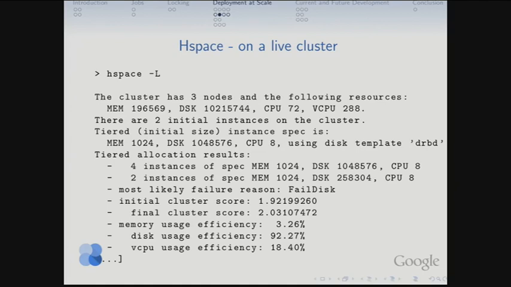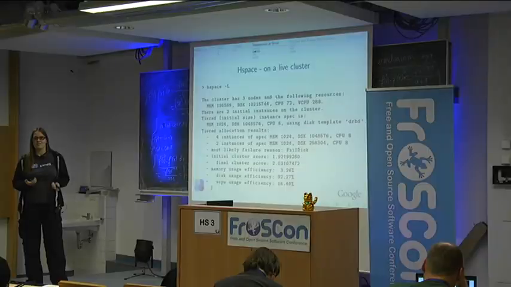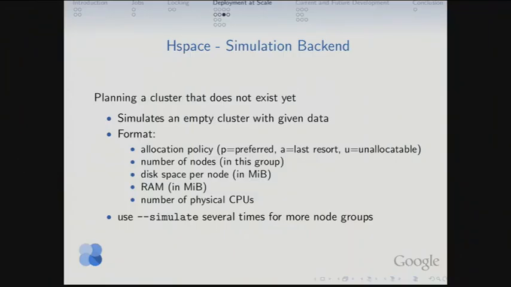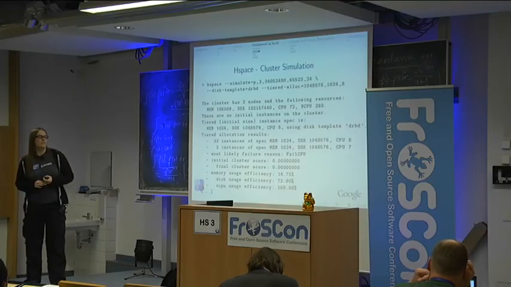But sometimes you don't have a cluster yet, so you need to set up a new cluster and you want to do the same thing. Therefore there's a simulation backend where you give HSpace a description of an empty cluster, and then you do the same thing. You would specify the instance sizes, and then it tries to fill it up and tells you which resource you run out of first. And you can do this for several node groups. Ganeti has this concept of partitioning into different node groups, for example for different purposes, different user groups, or different architectures. And you can do this also in the simulation. So for example, you might have some node group with more disk or slower hardware, and you can include this in the simulation.